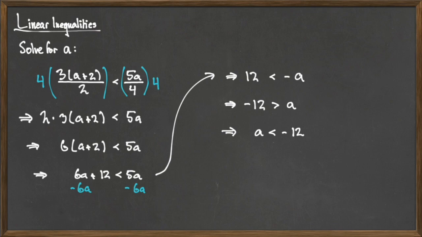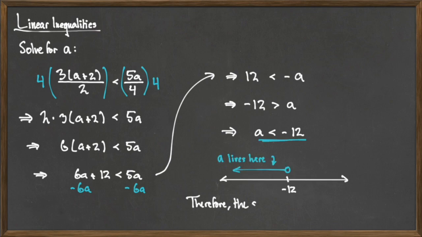To sketch this on a number line, I'm going to put an open circle above negative 12 because I have a strict inequality, and since a is less than negative 12, I'm going to point the arrow to the left. Therefore, I have a solution set of negative infinity to negative 12, where negative 12 is not included.